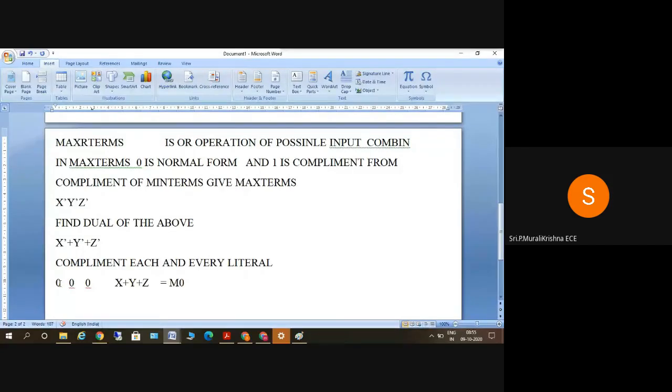So 0 is the normal form here. So 0 stands for x here, the other 0 stands for y, another 0 stands for z here. So I have to perform OR operation, which is nothing but the plus operation of these three. Hence it is M0 here. So getting my point? It is the reverse of the minterms here. Here 0 is the normal form, there 0 is the complement form, and here 1 is the complement form, and there 1 is the normal form. Okay, and here we are performing the OR operation of the input combinations. There in case of minterms, you are performing the AND operation of the input combinations. Okay, so this is the thing here.